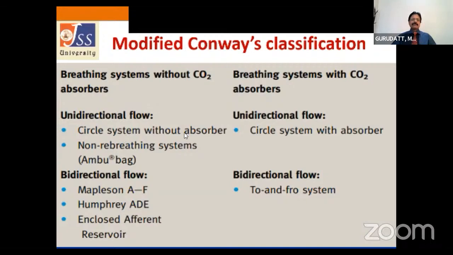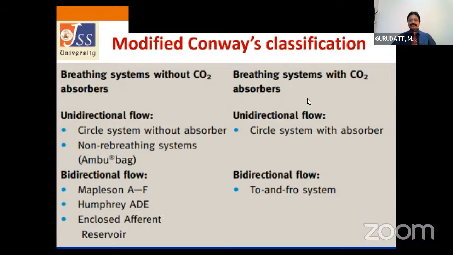Breathing systems without carbon dioxide absorber, the example for unidirectional flow is a circle system when you are not using or when you have bypassed the absorber. That becomes a breathing system without carbon dioxide absorber, unidirectional flow. But otherwise, the most other example is the systems which have got non-rebreathing valves. So that is the unidirectional valves, unidirectional flow without carbon dioxide absorption. The bidirectional flow is all these Mapleson A to F, Humphrey ADE, enclosed afferent reservoir. So these are the examples for bidirectional flow.